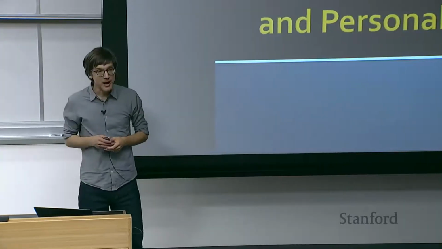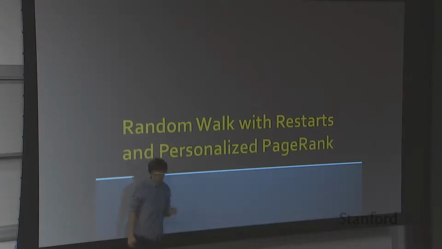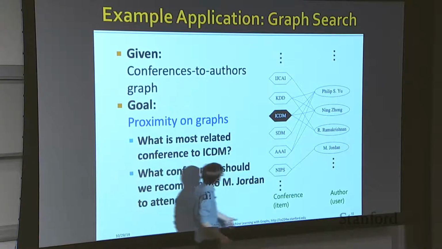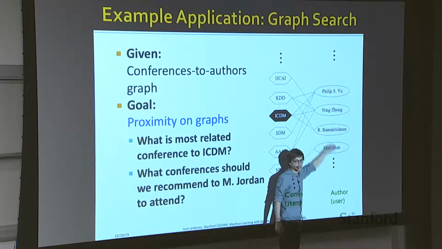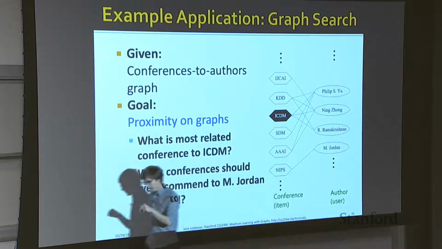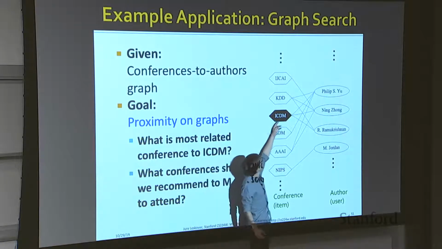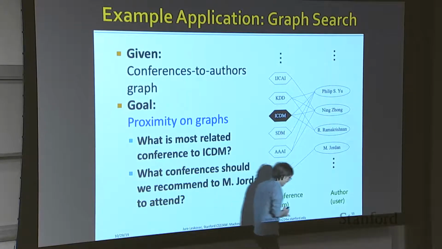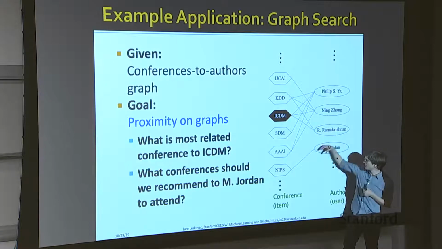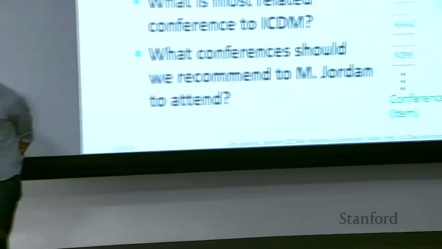So let me now show you one application of this, and we'll talk about the notion of personalized PageRank, and we'll talk about random walk with restarts. Imagine you have a graph of computer science conferences and authors, professors who publish at those conferences, and you connect a professor with a conference if the professor publishes at that conference. And then you could want to ask questions like, what is the most related conference to this conference ICDM? Or, what conferences would I recommend this person, Mike Jordan, to publish at, given who they publish at and where other authors publish at, right? So these are the types of questions I would like to answer.